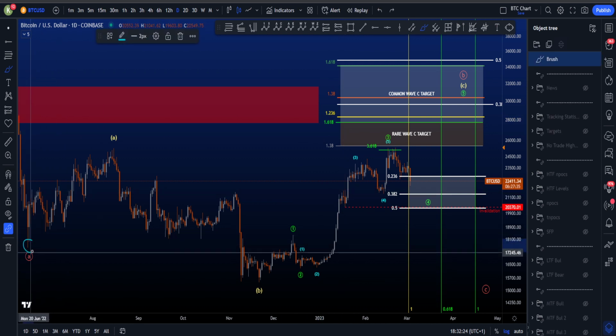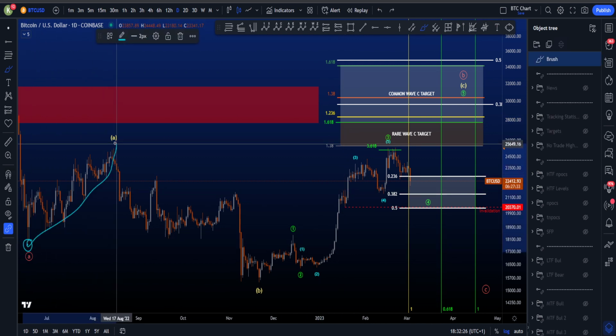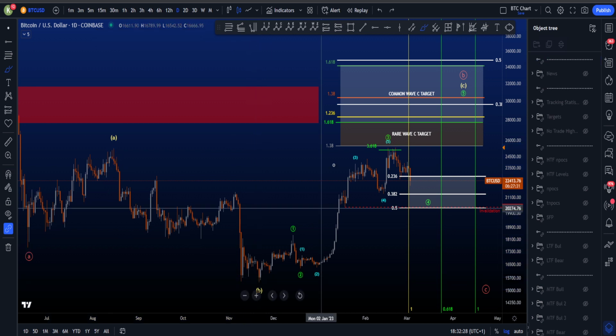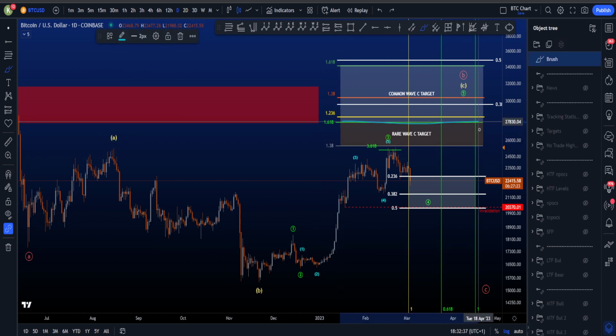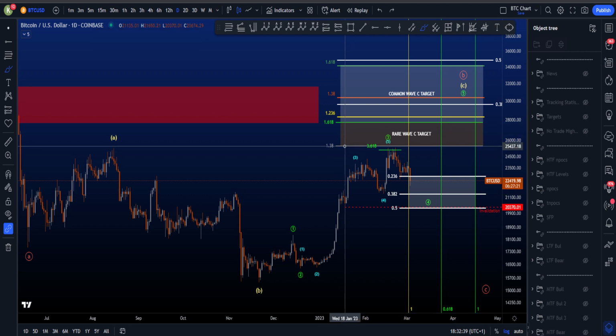you pull from the low here of this red A to the high of A to then the low of B, and then you put on the 1.618, and then the area between the 1.618 and the 1.38 fib trend based extension, that is the rare target, which in this case is between 25.4 and 27.7, with then the common area being between 27.7 and 34.1.